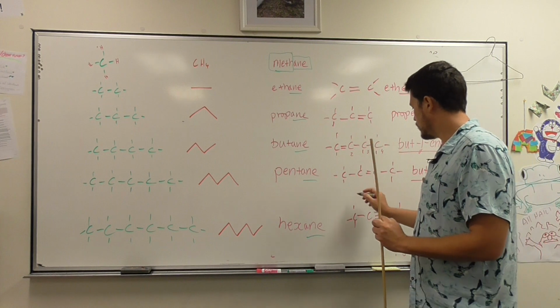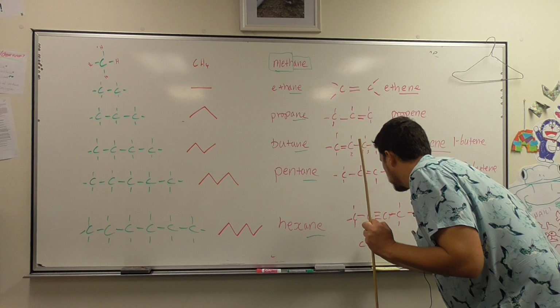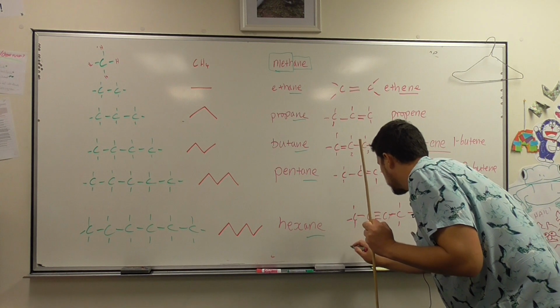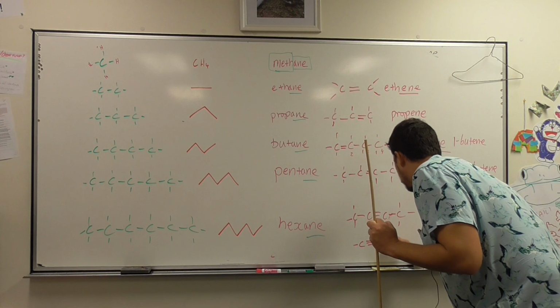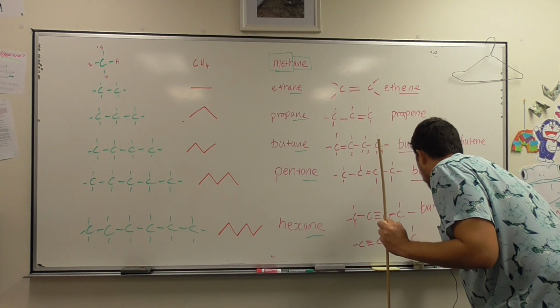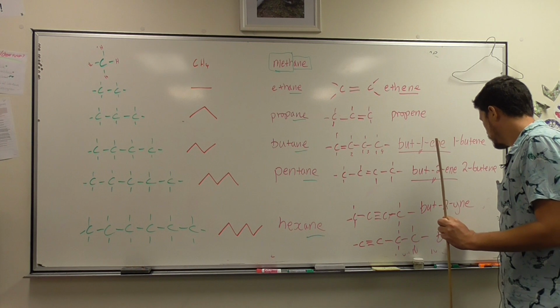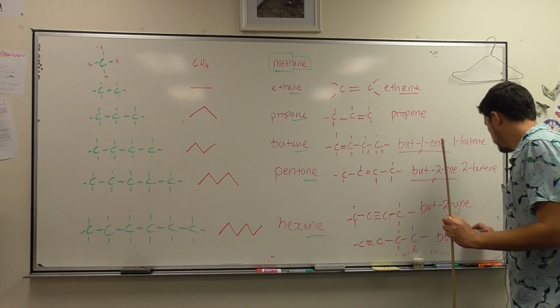If I put the triple bond at the start, C bond, 1, 2, 3, so that's going to have 1 hydrogen there, that's going to have no hydrogens, and then that's going to have 2, and that's going to have 3. This would be but-1-yne.